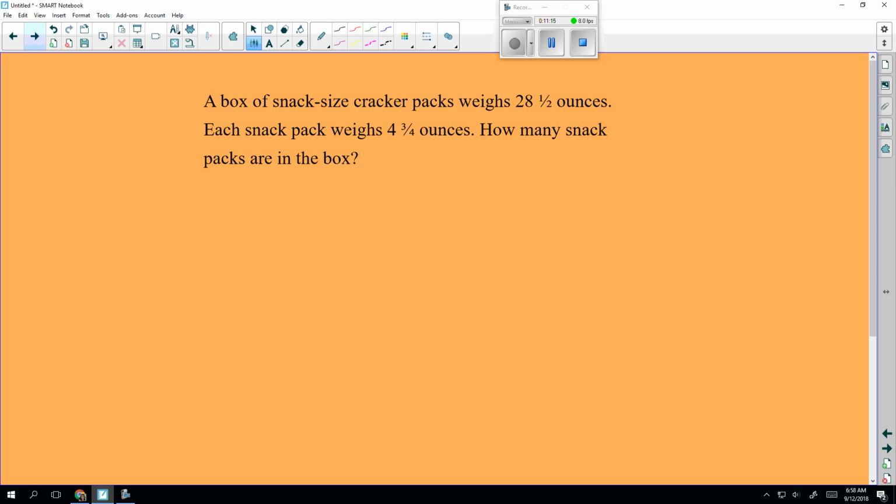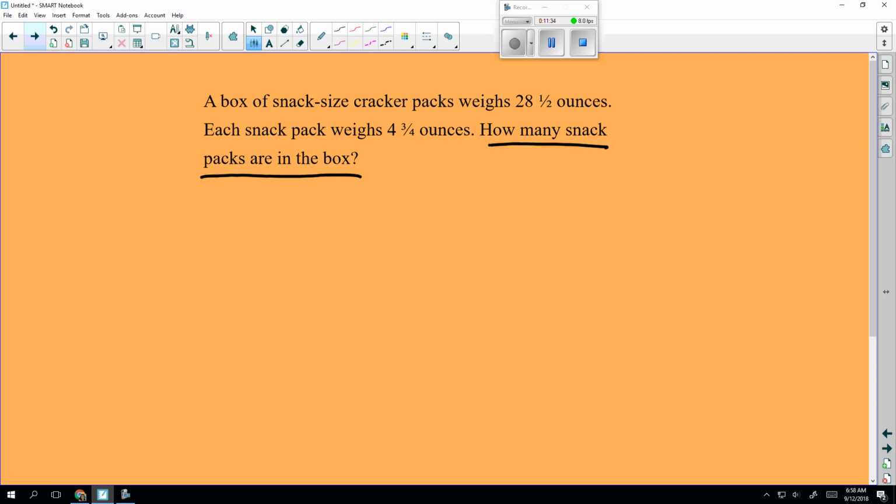A box of snack-sized cracker packs weighs 28 1/2 ounces. Each snack pack weighs 4 3/4 ounces. It wants to know how many snack packs are in the bag. That's hard to say, snack packs. Snack packs. I can't say it very good.